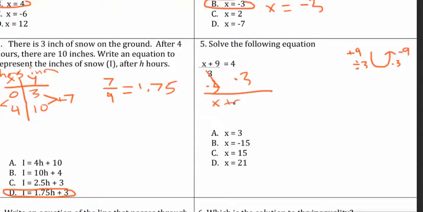So now I have x plus 9, and then 4 times 3 is 12. I'm going to subtract 9 from both sides, and I end up with x equals 3. I can even check this by replacing this x with a 3. 3 plus 9 is 12, and 12 divided by 3 is 4. So I know it makes sense.